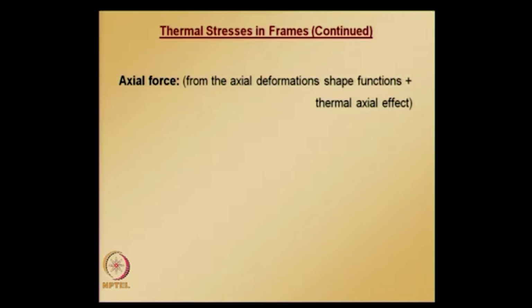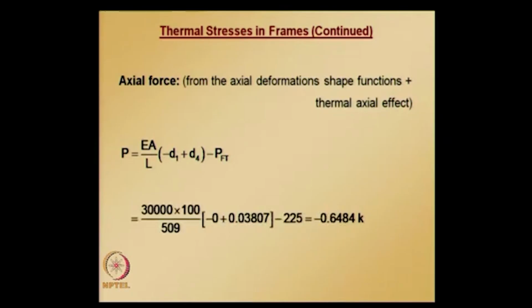Using the components in the D vector and the finite element shape functions, we can calculate the axial force. But since the axial force due to thermal effect is constant over the length of the element, we need to apply a fixed end correction; that is, the thermal axial effect needs to be taken into account when calculating axial force. So, using this formula we get the axial force in element 1, and similarly we can calculate the other two, that is, shear force and bending moment.